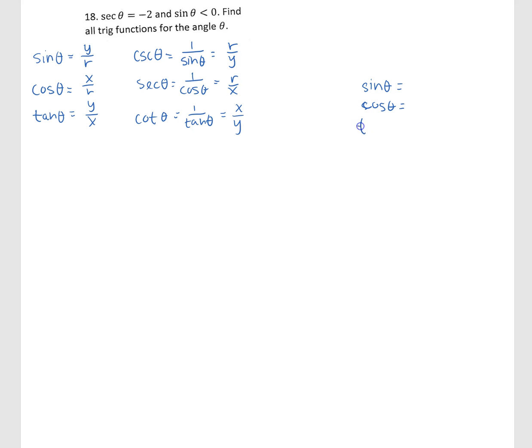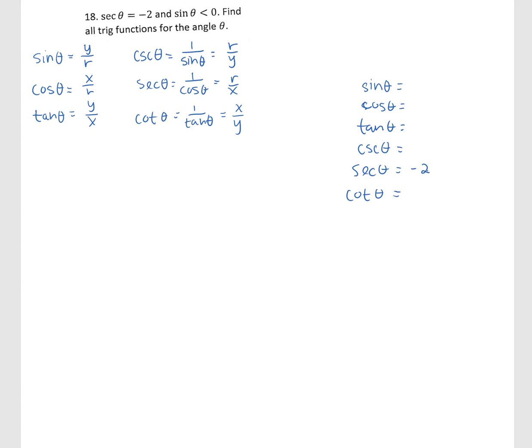Okay, and then what we want to find is, for our angle theta, sine, cos, tan theta, cosecant, secant theta, and cotangent theta. So secant theta, we've already been told, is -2, so we have that one done. But let's figure out the rest of these based on what we know up here.